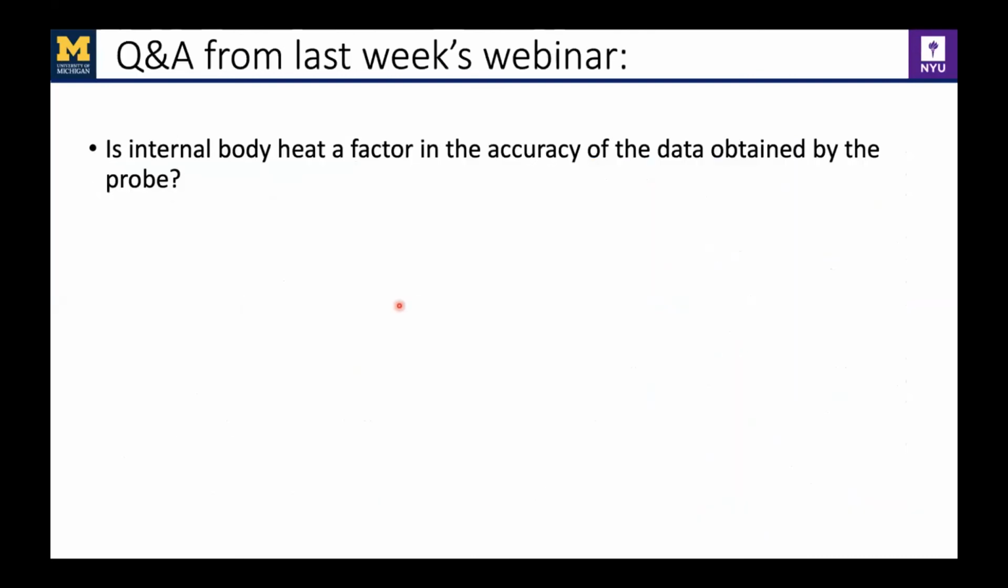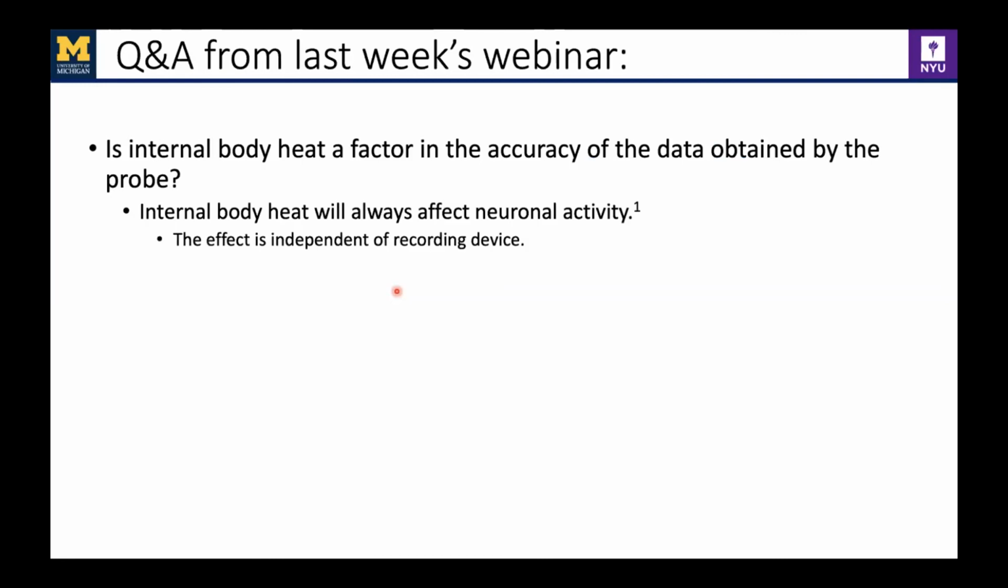And there was another question from last week's webinar, whether the internal body heat is a factor in the accuracy of the data that we obtain during recordings with these probes. Basically, internal body heat will always affect neuronal activity. It doesn't matter whether we use an extracellular or intracellular device, the heat itself will have an effect. But this brings up another great question, whether the micro-LED optoelectrode can heat the brain tissue.